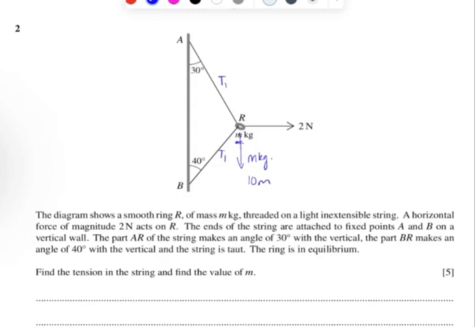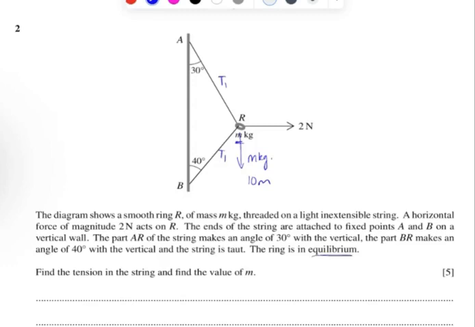So the diagram shows a smooth ring R of mass m kgs threaded on a light inextendable string. A horizontal force of 2 newtons acts on R, so we can see that. The ends of the string are attached to a fixed point A and B on the wall. Part A, R, makes an angle of 30 degrees, and then B, R, 40 with the vertical, the string is taut. The ring is in equilibrium.